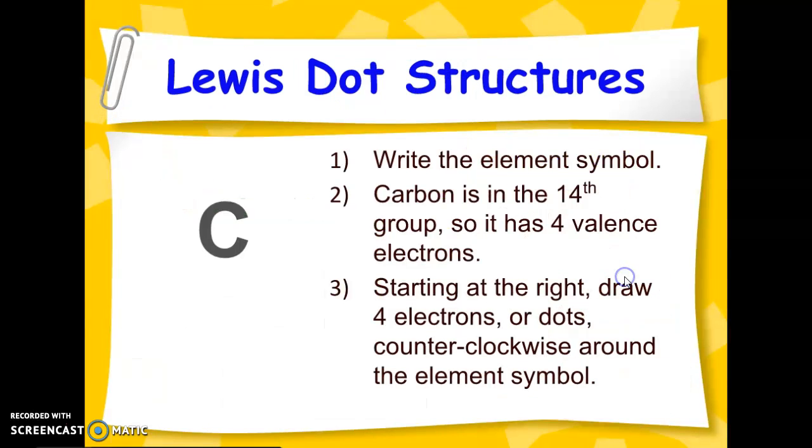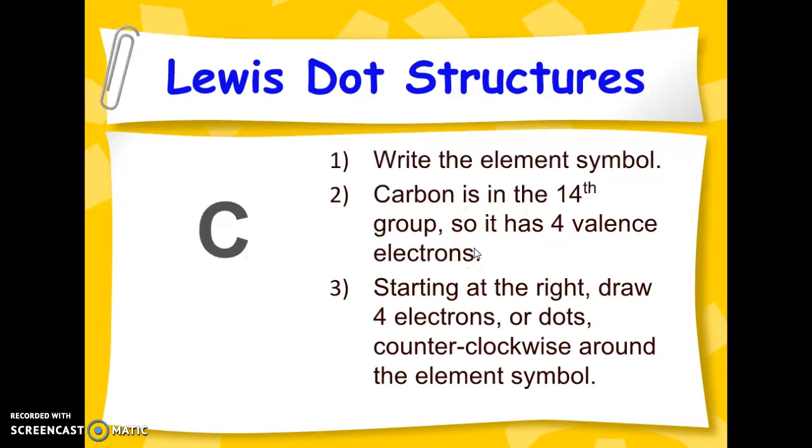Okay. All right. So on the back side, we're still on the notes for this. Towards the bottom of your notes, you'll have a box with a C in it. We're going to practice with carbon again. The first thing that you're going to do with Lewis dot structures is write the element name or chemical symbol. This part's already done for you. It's in the 14th group. You'll see that if you look at your periodic table. So it has 4 valence electrons.